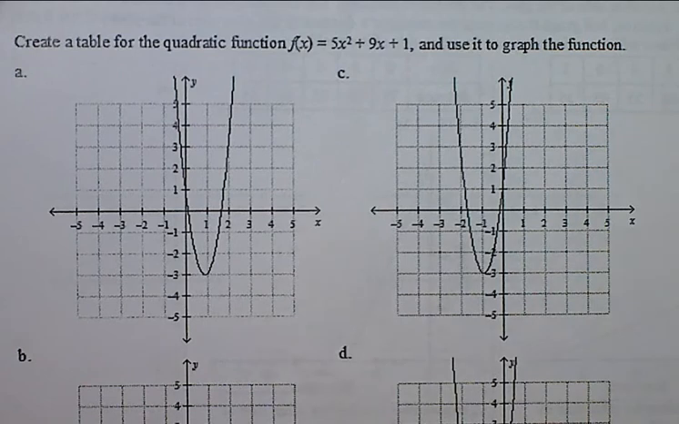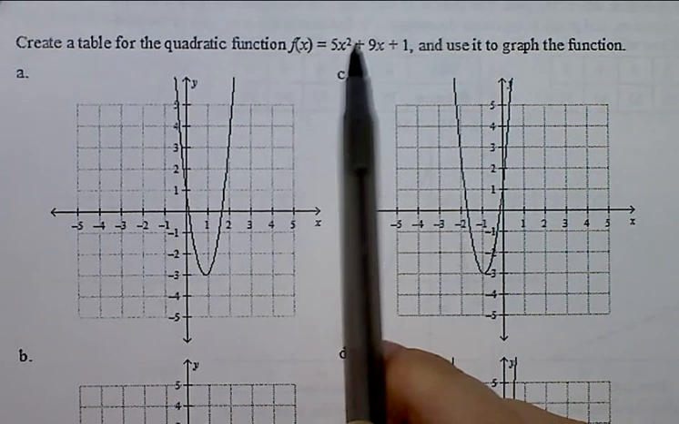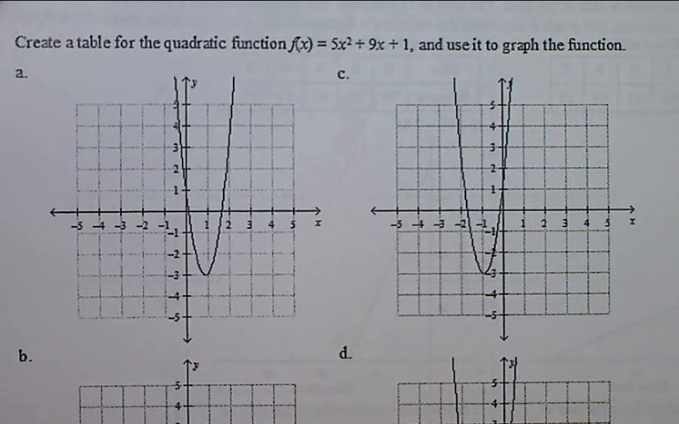Create a table for the quadratic function and use it to graph it. Remember that when it gives you instructions and it's multiple choice, you can do whatever method you want to get the right answer. So let's just do a few things to see if we can cancel stuff out. The leading coefficient is positive, and we're working with a quadratic function. Does that mean your parabola opens up or down? So cross out option B.